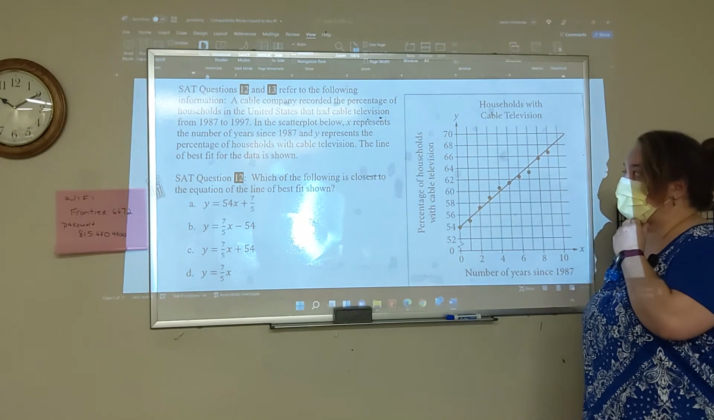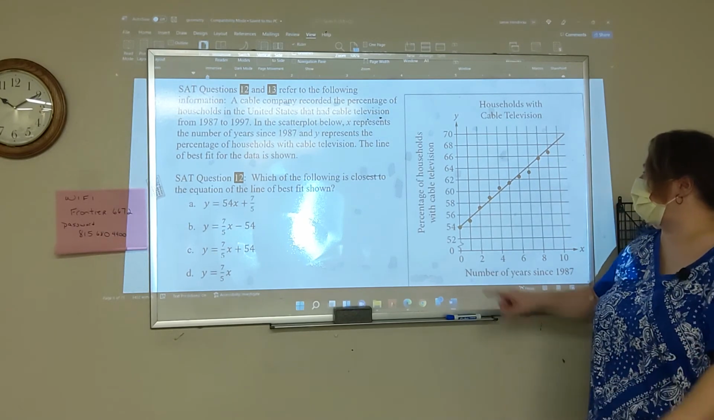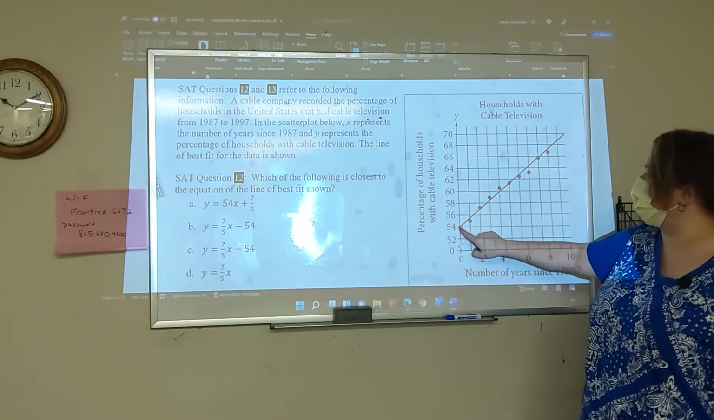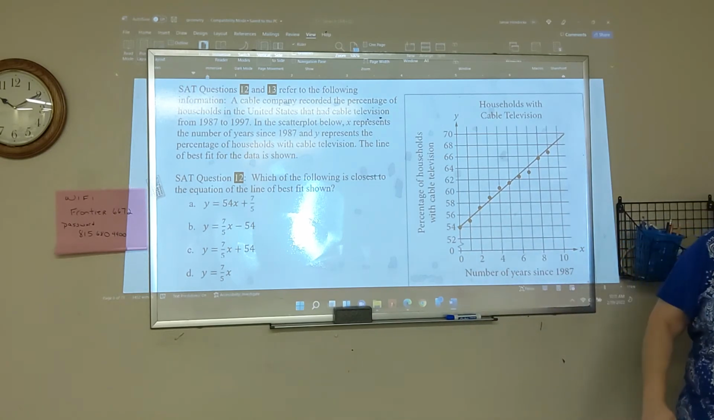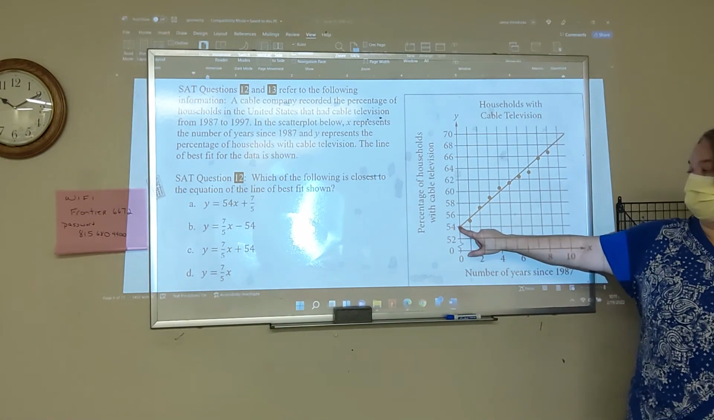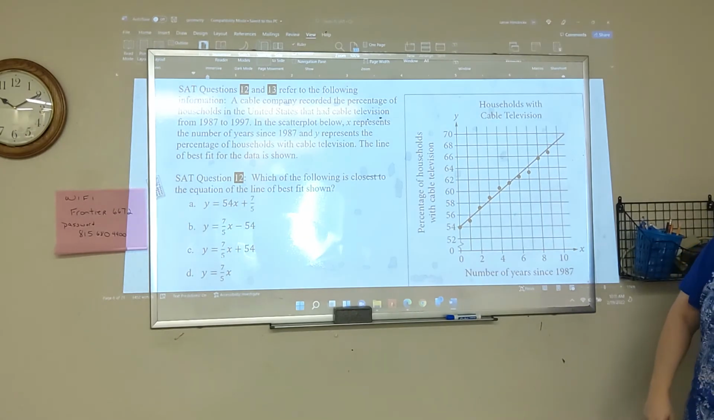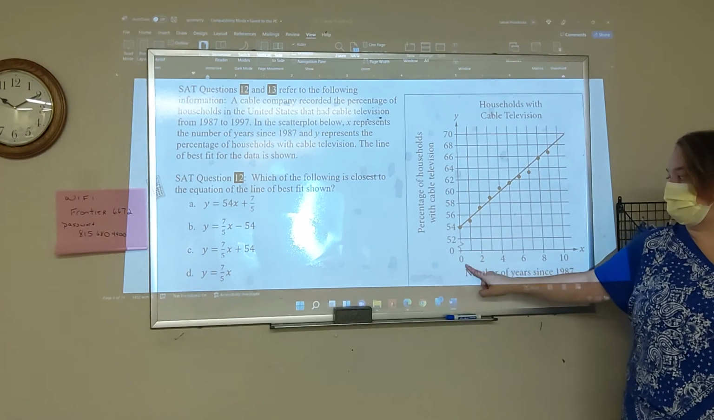Okay, so which of the following is closest to the equation of line of best fit? So we're looking for the equation of the line. And again, we're going to start with that y-intercept. One thing to watch out for with this y-intercept is make sure that it corresponds to x equals 0.